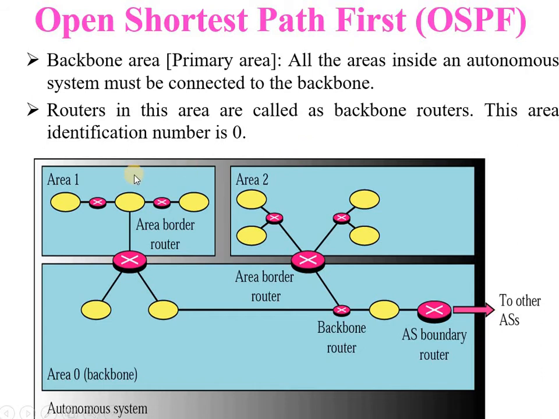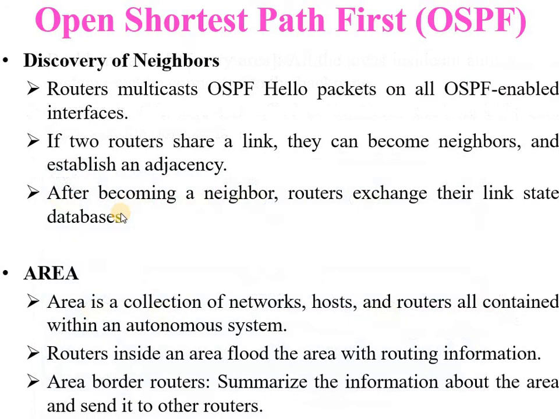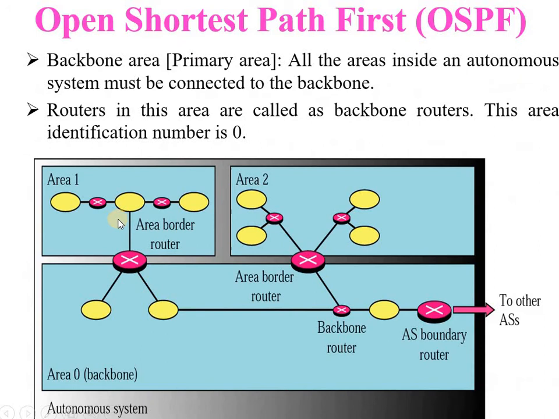Now what are the area border routers? Here this is area 0, this is area 1, and this is area 2. Here this is the boundary of each and every area. So this router lies at that boundary. So these routers are called the area border routers. So this is one network of an autonomous system.